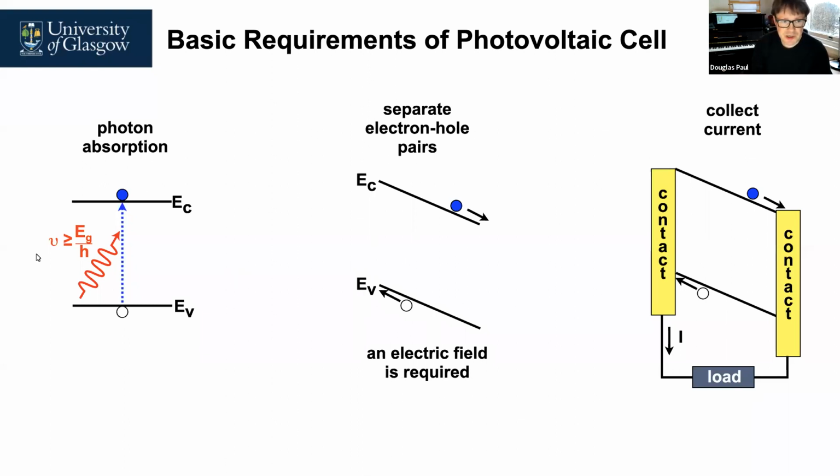So you can see we need something that absorbs photons, something that separates the electron-hole pairs, and something that collects the current. Now actually, this separating the electron-hole pairs, we can build an electric field into the photovoltaic cell, and that's typically what's done.